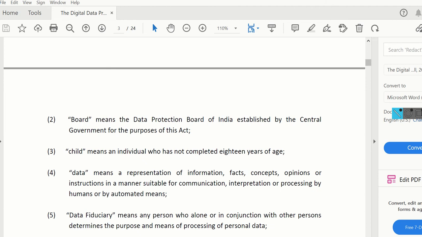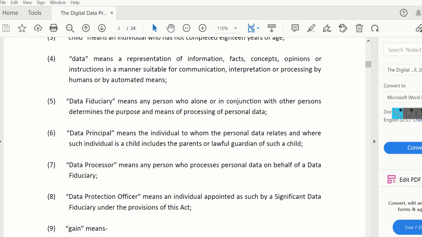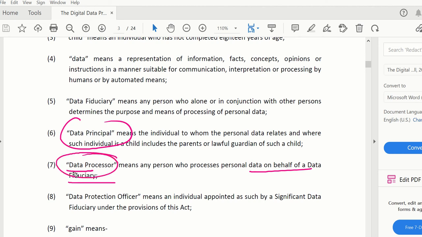Now the data principal, the individual whose data we have collected, which we have seen earlier. Now data processor: a data processor means any person who processes the personal data on behalf of the data fiduciary. Data processor means who is processing the data.